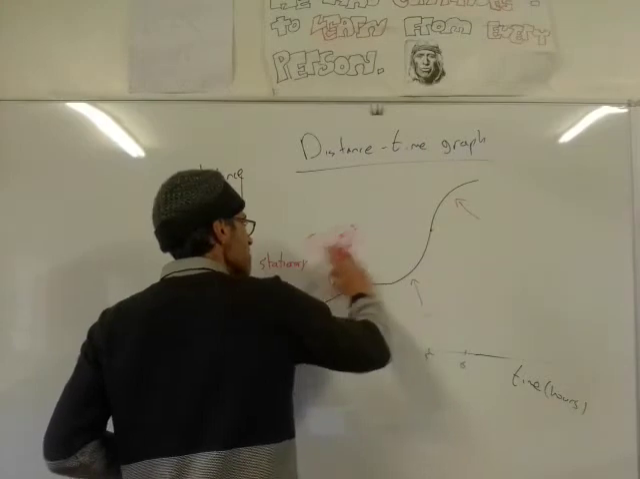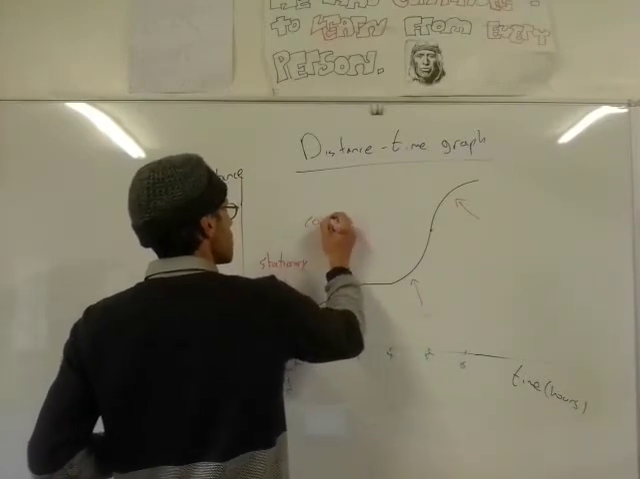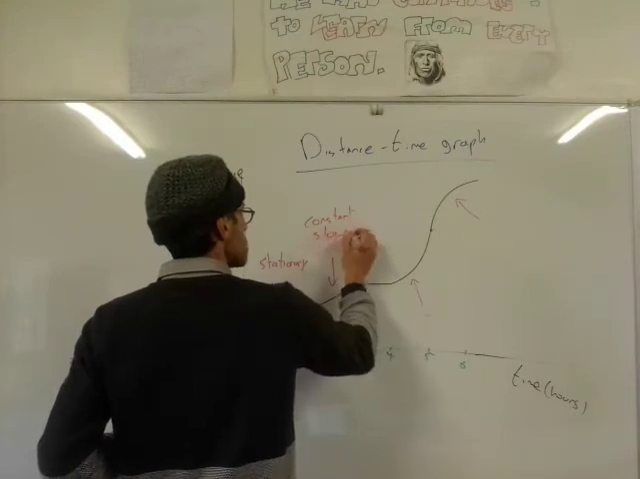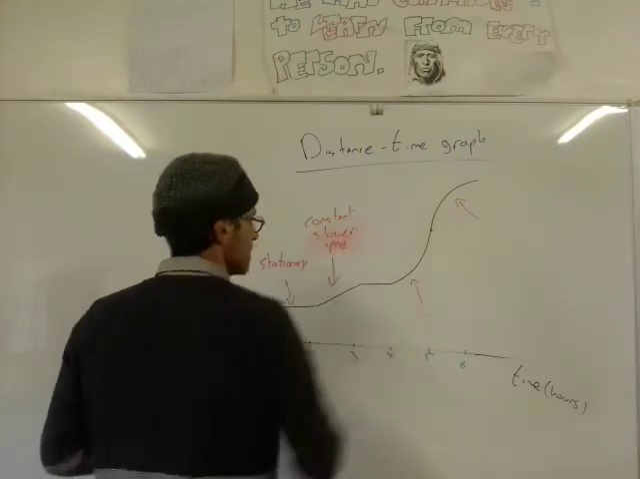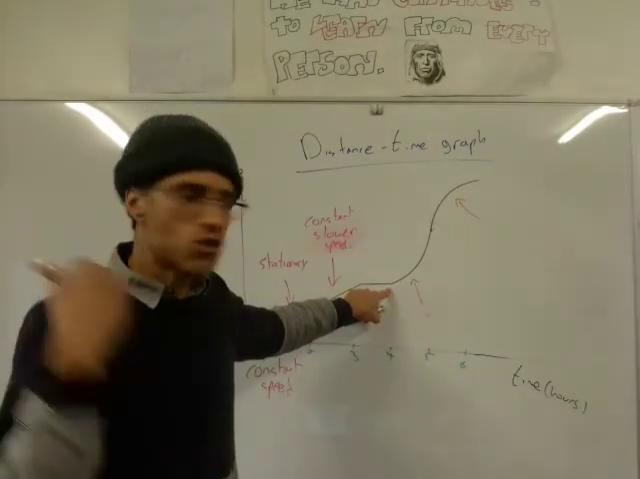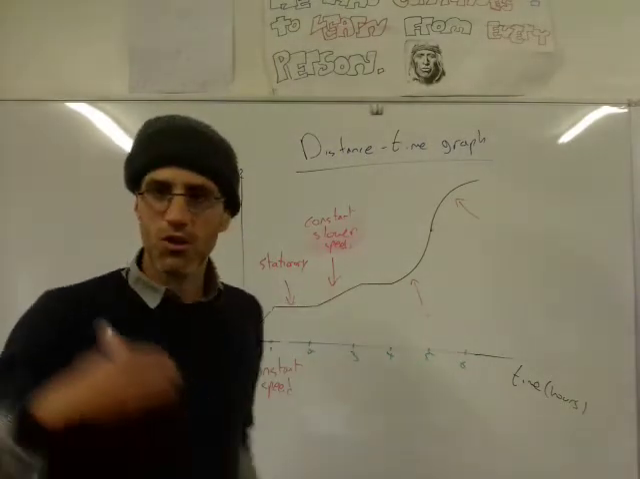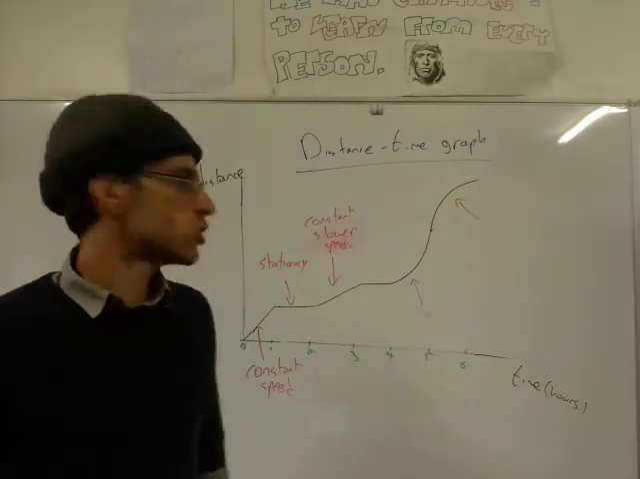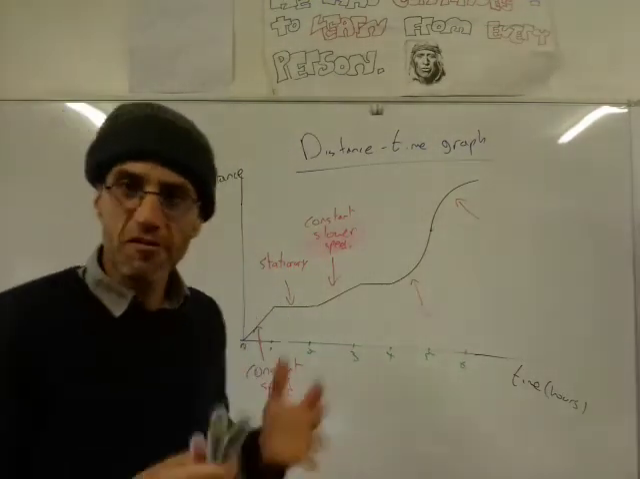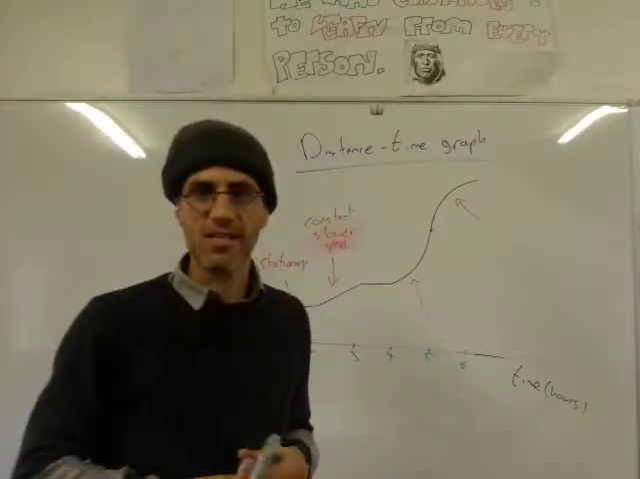You rewrite it again. Constant slower speed. Fantastic. Now, between 3 and 4, again, we are stationary. Okay? It's a horizontal line. The distance did not change at all. What's happening between 4 and 5? So obviously we are moving. You can see the distance is increasing.